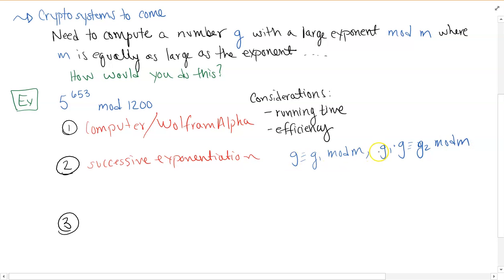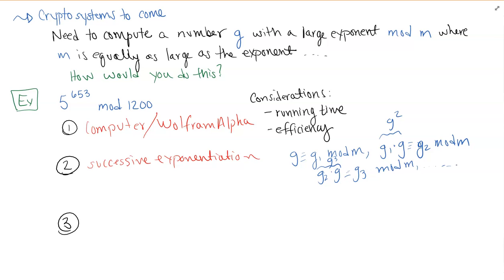Okay, so reduce it, and then multiply and reduce, so this is in essence g squared. And then you do g2 times g to get g3, so this is really g cubed, and you do that mod m, and continue on and on and on, and do this forever. Is this efficient? No. That's like the least efficient thing that's possible, but it'll get you your answer.